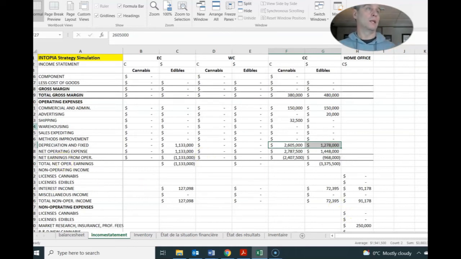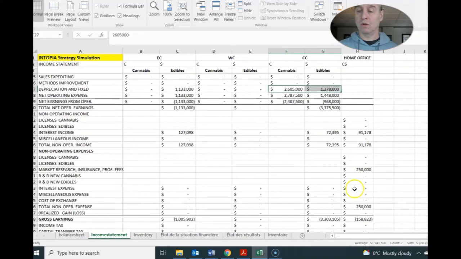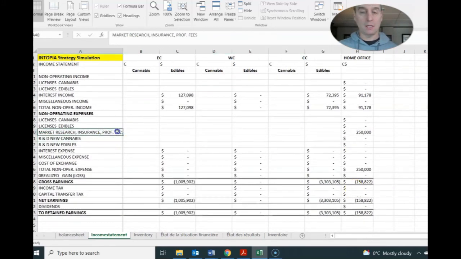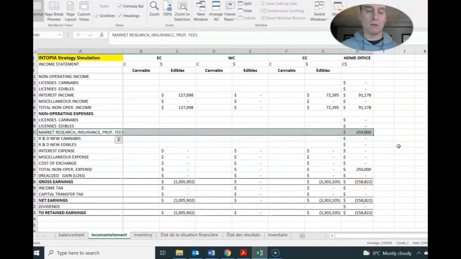Okay. The last thing that we did is we insured $20 million worth of fixed assets and $1 million worth of inventory. So you'll just see that all lumped there into that market research, insurance, and professional fees. A whole bunch of stuff linked in there. The insurance fees would be $250,000. So when you fill out the form, it tells you what the premiums are. I think it's 1% for your fixed assets and 5% for your inventory. So that makes up the $250,000.